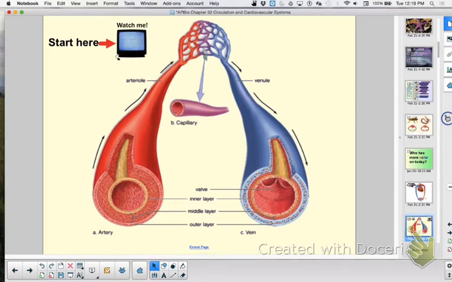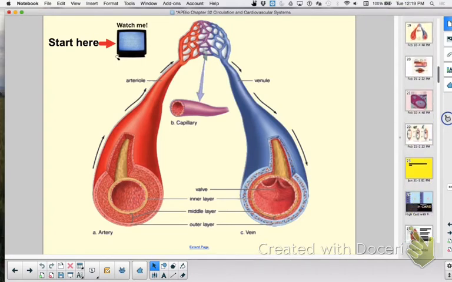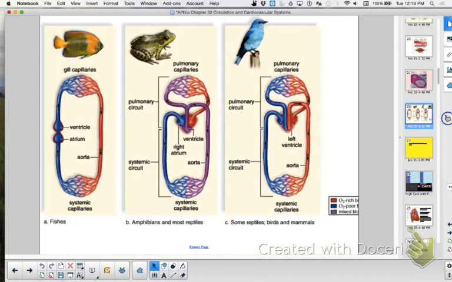So capillaries are one cell thick. Why? To facilitate exchange, diffusion. Good. So we went through that part. We also did some comparisons of different types of hearts and systems. You might want to just review that.